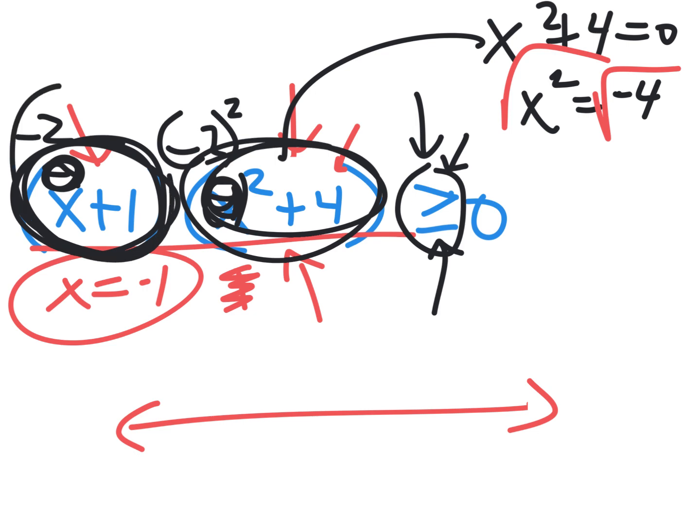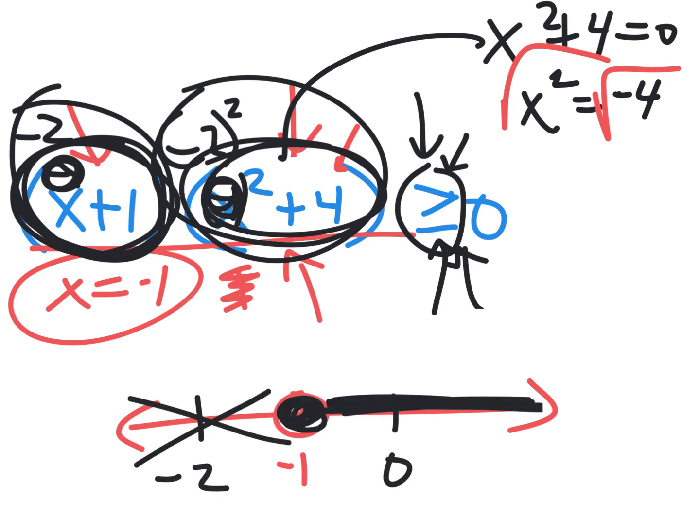That's a negative times a positive, which is a negative. Are negatives bigger than 0? Nope, it doesn't work. You guys get the same thing as I did?